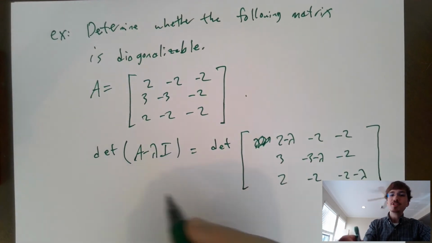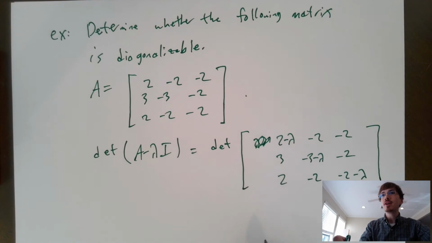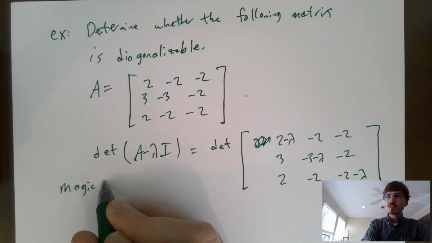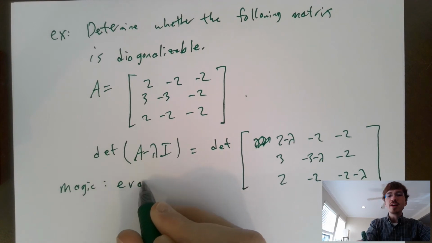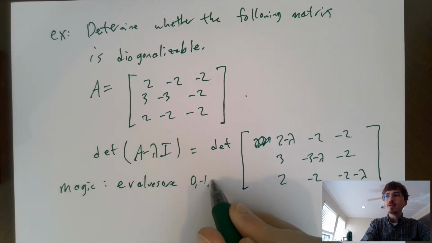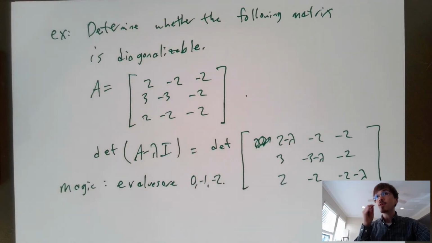By a little bit of magic, whenever we take the determinant and find the roots, we see that the eigenvalues are 0, negative 1, negative 2. So we have 3 distinct eigenvalues.